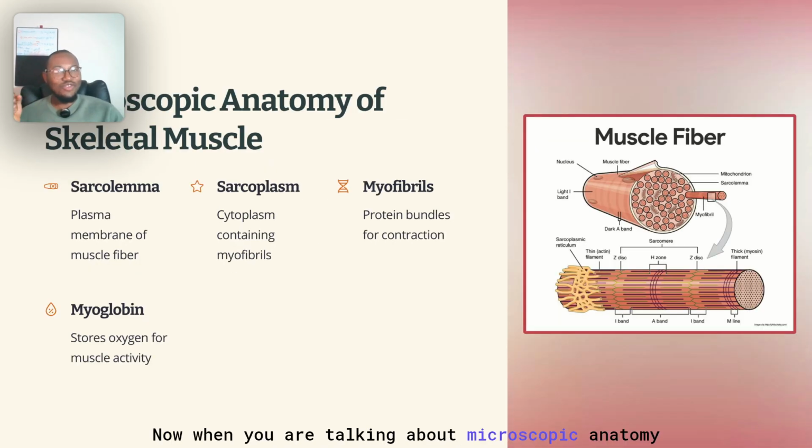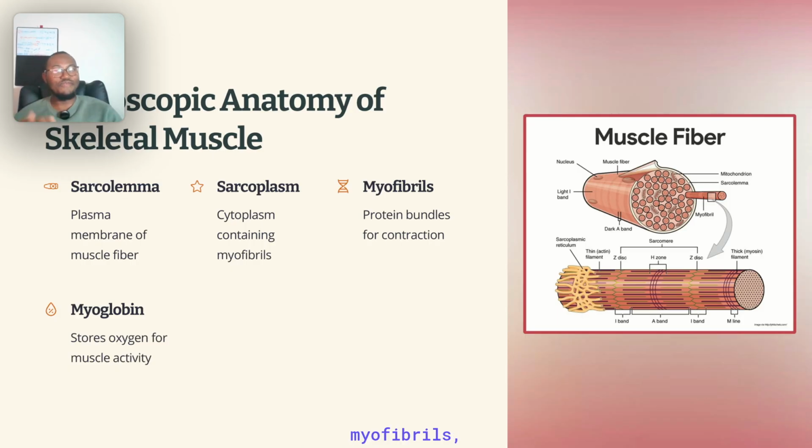Now, when you are talking about the microscopic anatomy of the skeletal muscle, you talk about sarcolemma, sarcoplasm, myofibrils, myoglobin, right? It's important for you to know that the sarcolemma is like the plasma membrane of the muscle fiber. All right. So remember, a muscle fiber is a specific cell.